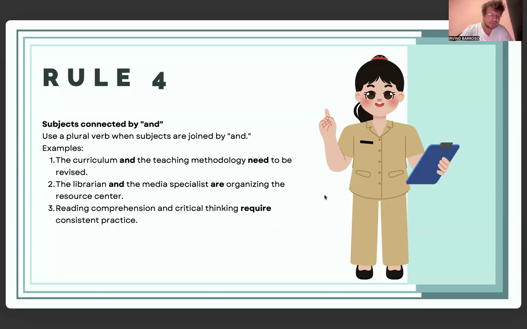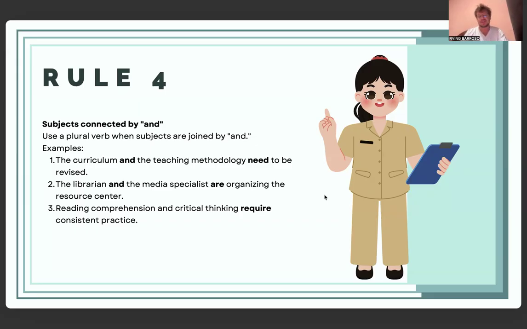Rule 2 addresses singular subjects connected by either...or or neither...nor. When we have these conjunctions, we use singular verbs. For example, either the principal or the vice principal has approved the curriculum changes. Both subjects are singular, and they are connected by either...or, so we use the singular verb has.